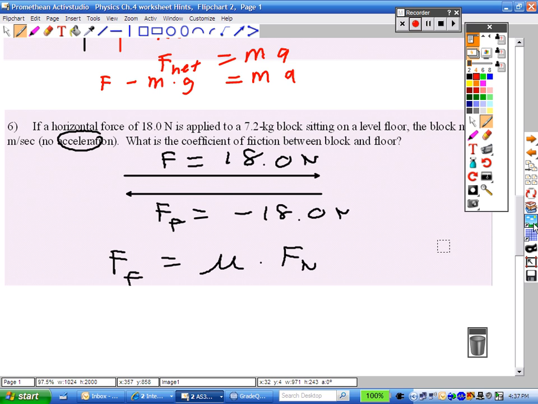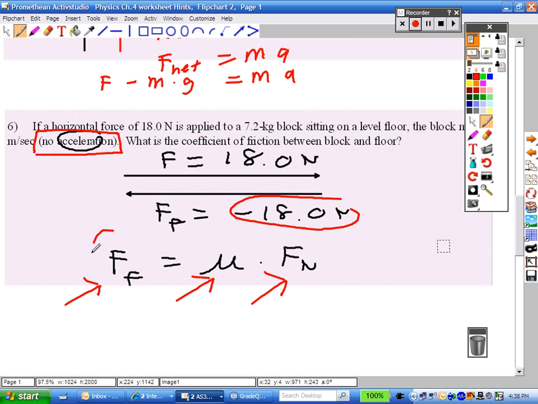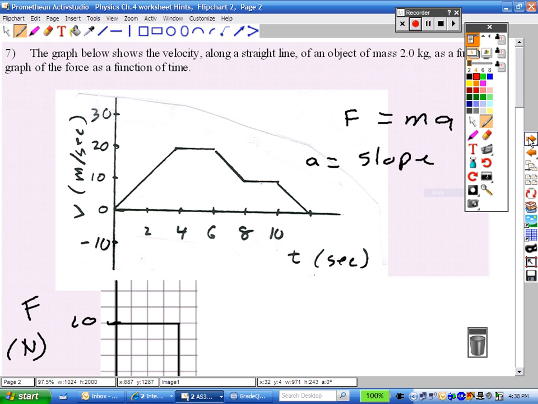All right, in number 6, there's a forward force of 18 newtons. Notice that it's not accelerating. If it's not accelerating, friction must be exactly the same force of 18 newtons. So if you get a force of friction equals the coefficient of friction times the normal force, I already gave you the force of friction, that's the 18 newtons. The normal force, recall, on a level surface is m times g. Nice.